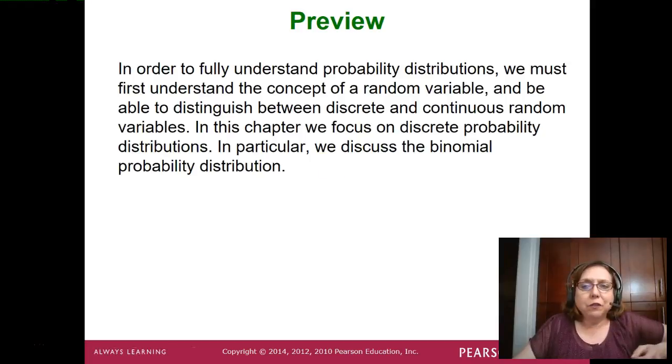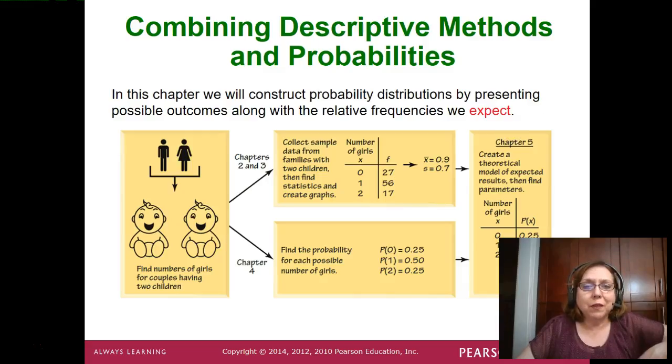So I want you to pay special attention to understand the concept, as it says, of what a random variable is, and also to distinguish between discrete and continuous random variables. This chapter will be focusing on discrete probability distributions, and the binomial probability distribution will be an important concept to focus on. So here's a little graphic about what you'll be seeing in chapter 5.